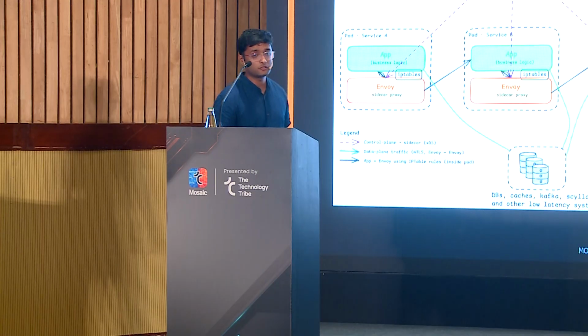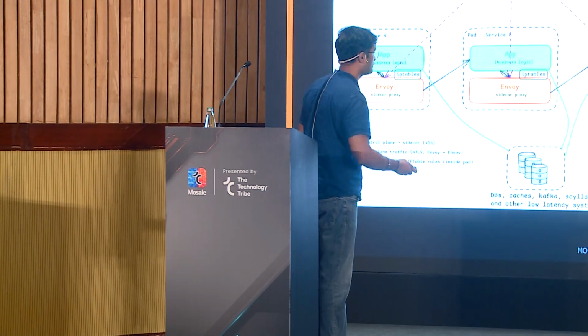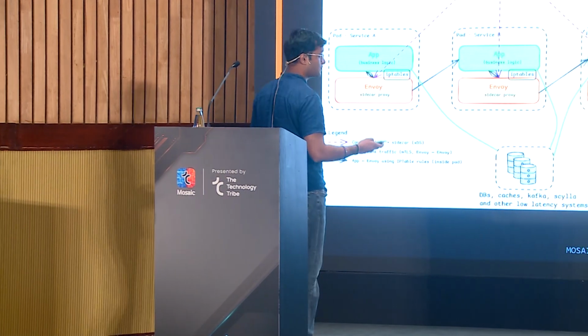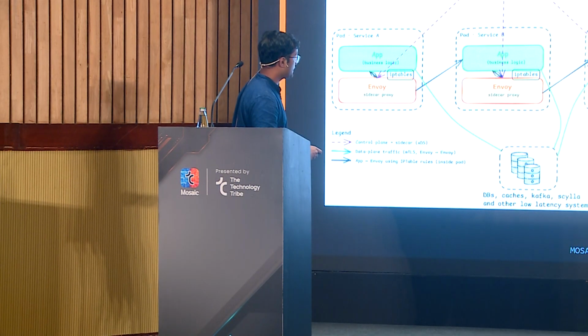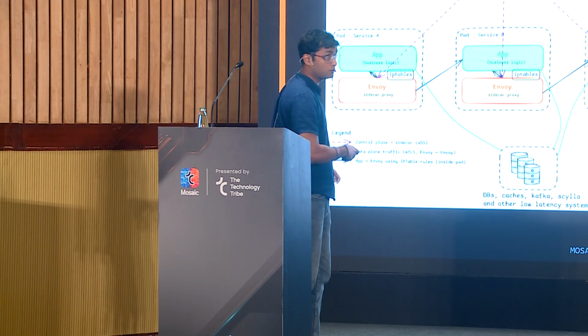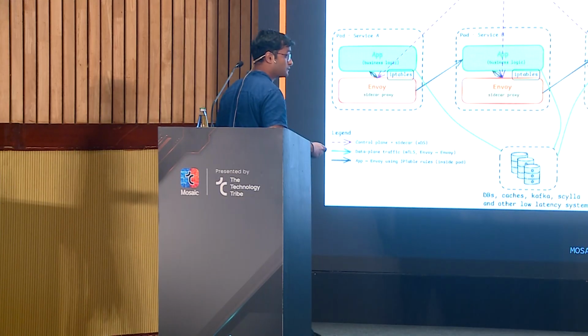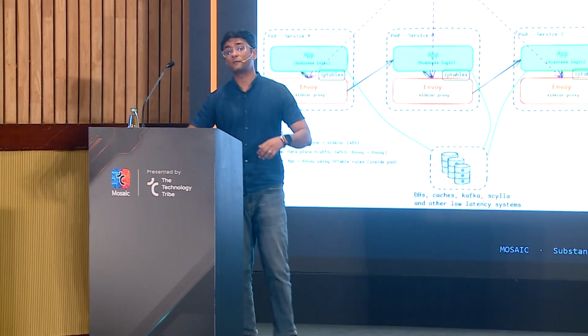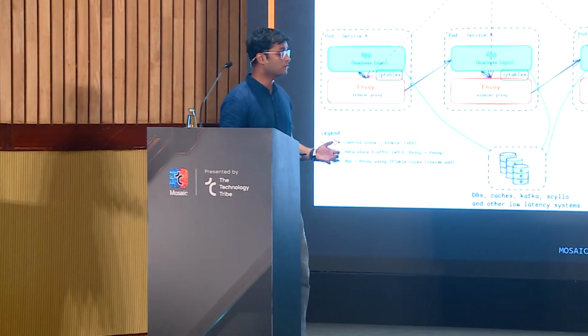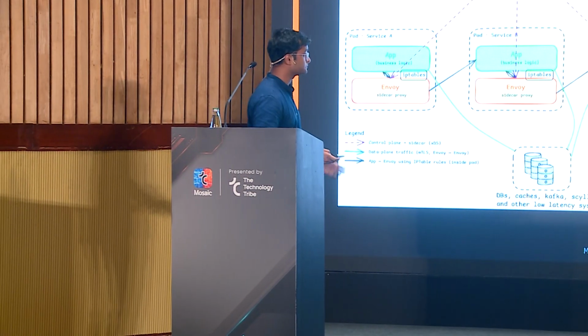And in IP tables, for the low latency systems that your app business logic is trying to access, these could be databases, caches, Kafka, Scylla, and other low latency systems in general, the decision is made that if the packet is supposed to get to these kinds of systems, it should not be sent to the Envoy sidecar, because having a sidecar adds a fixed cost of 2 to 5 ms latency, compared to an environment where there's no service mesh and no sidecar.